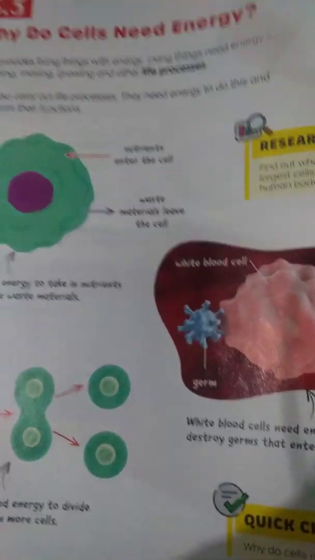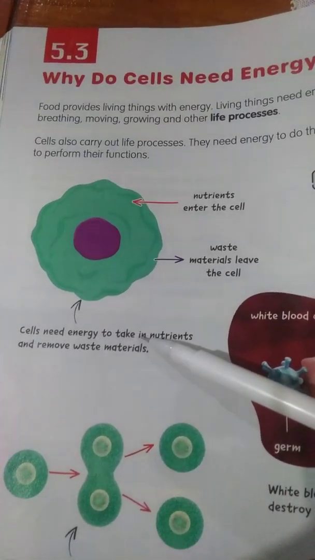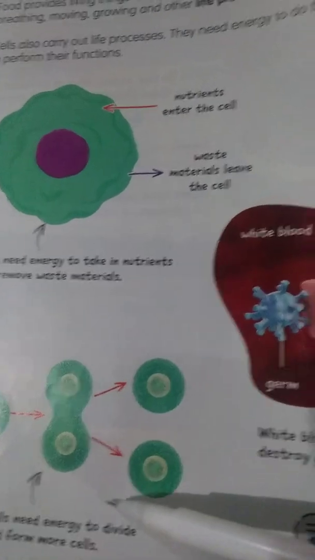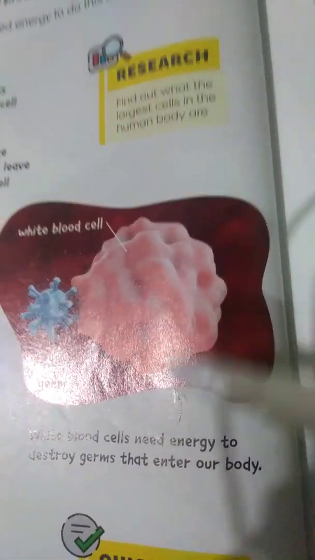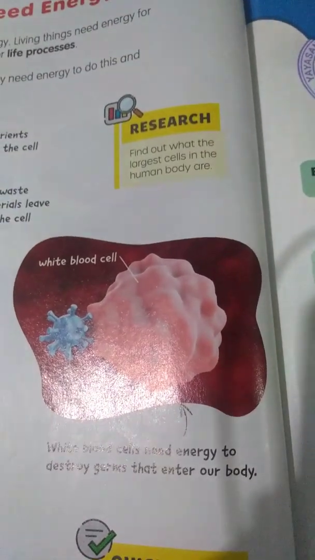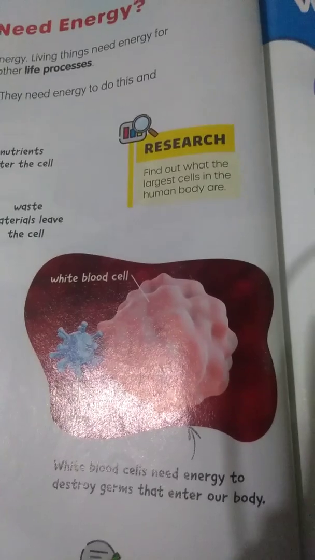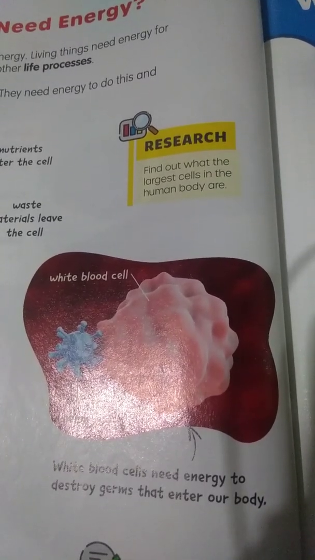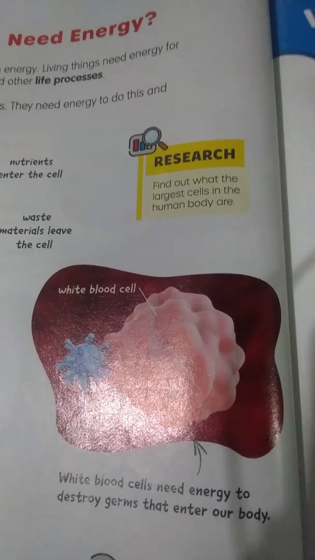So there are 3 functions of energy for cell: to take in nutrient and remove waste material, to do cell division, and to do their function, to do their job. Okay, I have explained Unit 5. Thank you, my student. If you still feel confused, you can listen and repeat my explanation. Thank you.